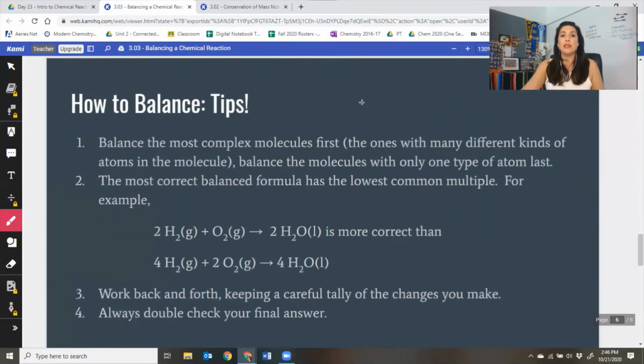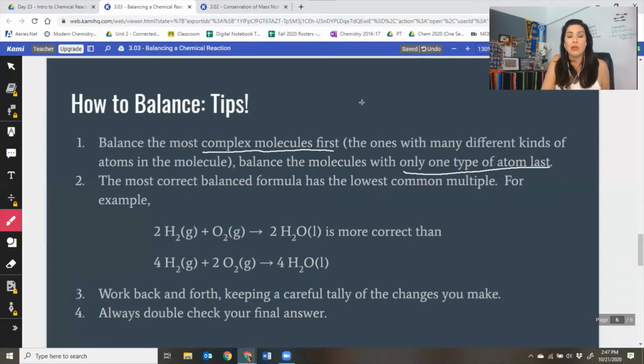So here's a couple of tips for you to help balance your chemical equations in an accurate way. You want to start with the most complex molecules first. So the ones where you have lots of different types of atoms, the polyatomic molecules with many different kinds of atoms. Balance those first, and then the last ones are going to be the ones that only have one type of atom. If you only have one type of atom, it's really easy to decide how many there need to be. So do the complex ones first and the easiest ones later.